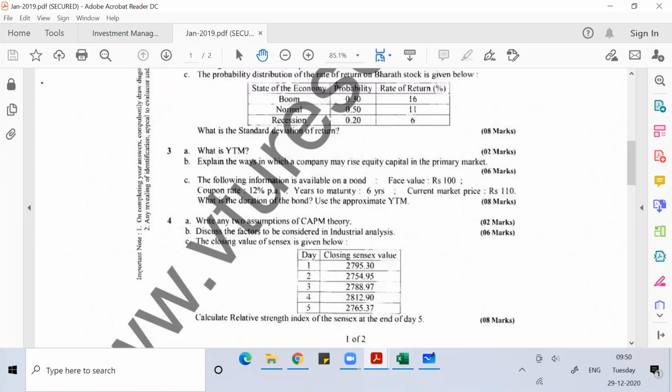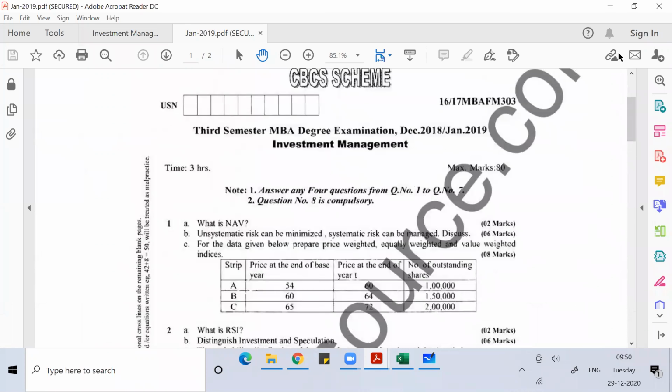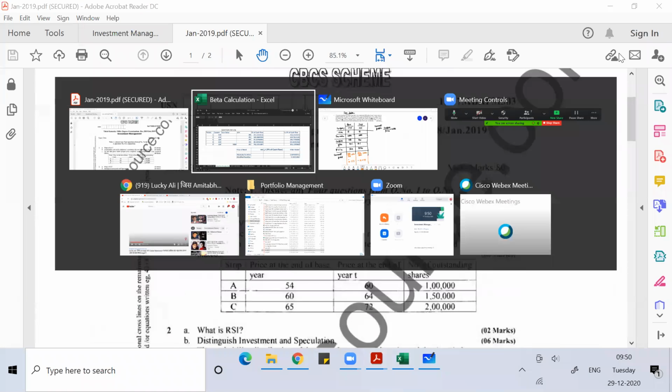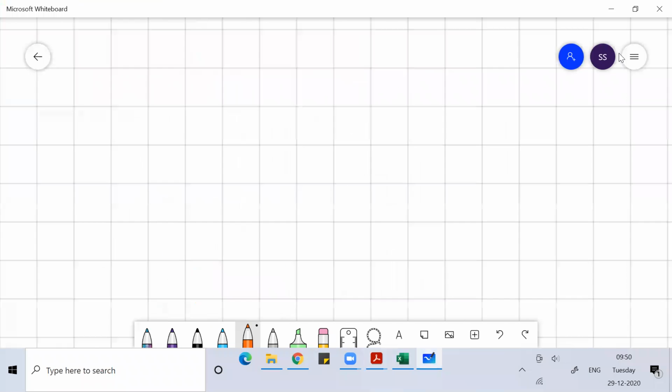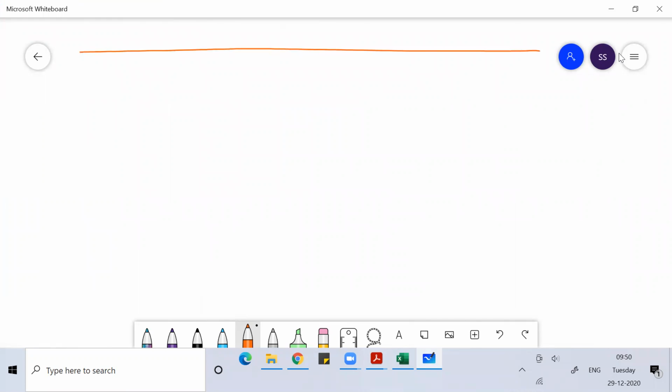Let's do another problem which is based on duration. This came in January 2019. So let's do this problem, January 2019, a problem on duration.